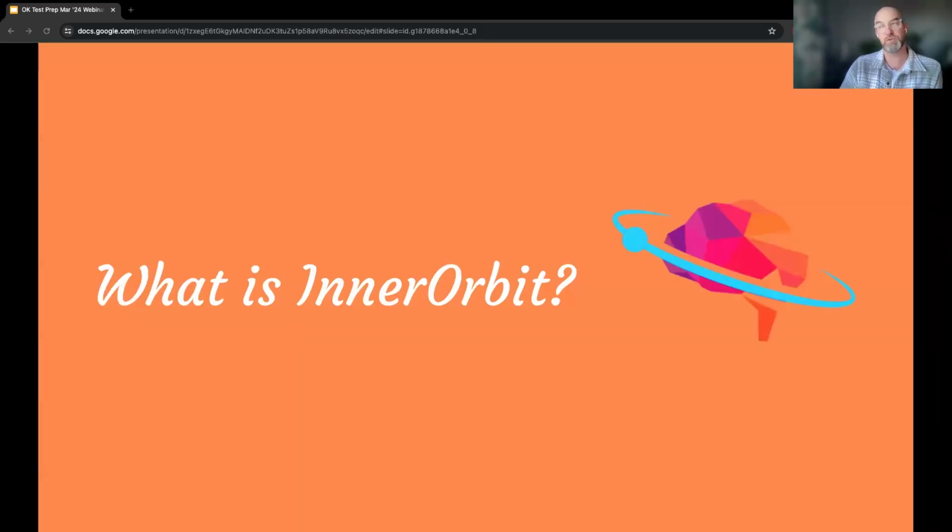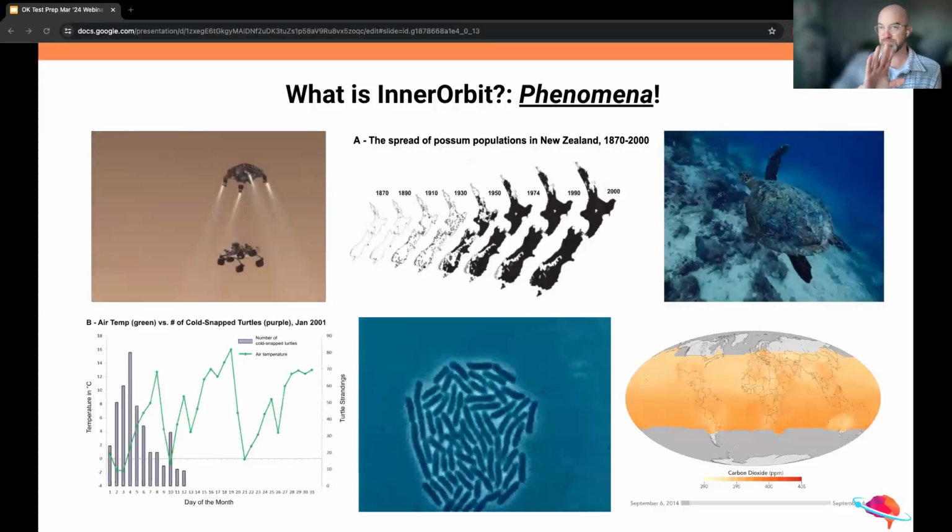Before we do that, I want to give you sort of a baseline for what we do and how we do it and what gives us some inkling of how we can approach conversations like this. So what Inner Orbit is, it's a very, very simple thing. We do three big things.